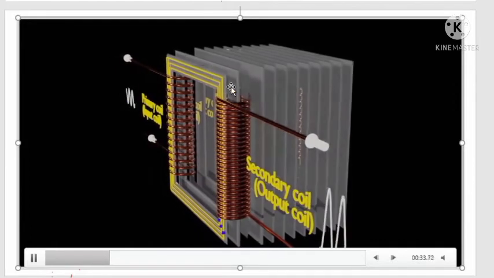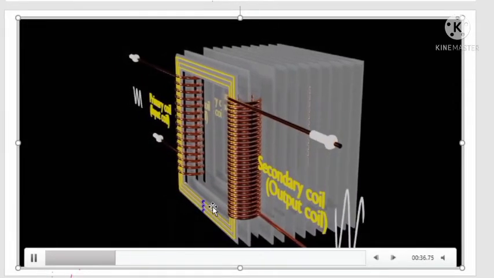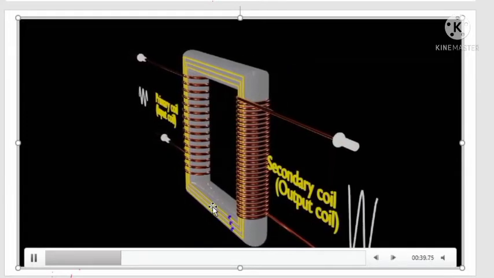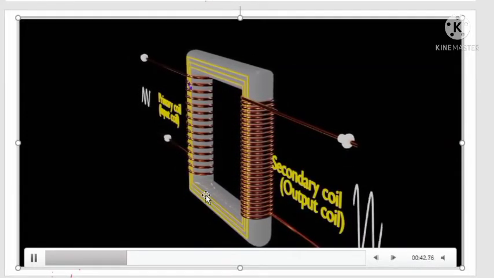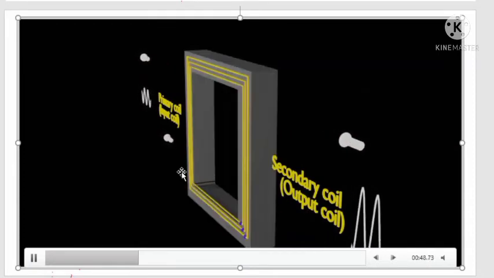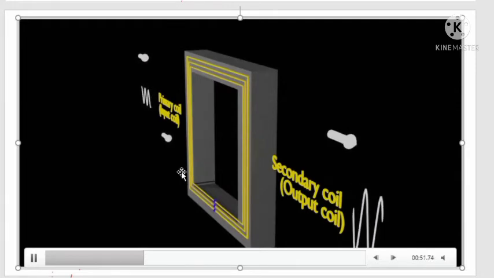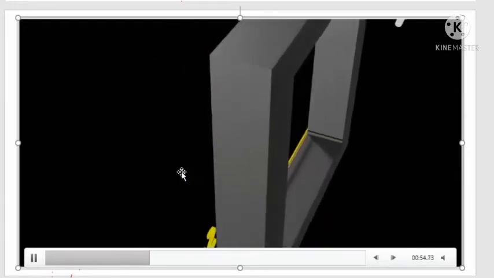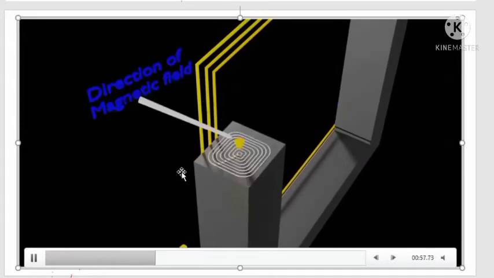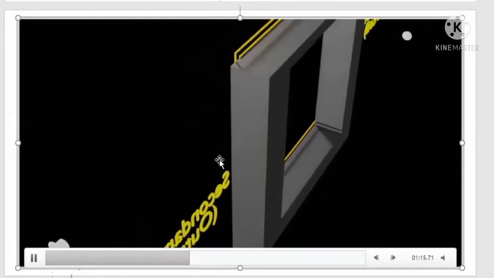Okay, how can current be produced in the secondary coil? When current flows in the primary coil, a magnetic field will be produced around the wire, and then the soft iron core will be magnetized. What happens to the magnetic field of the soft iron core? Due to the changing direction of current in the primary coil, the soft iron core will be magnetized in a direction and magnitude that keep changing.